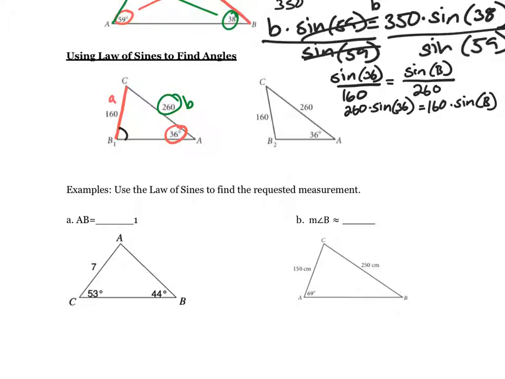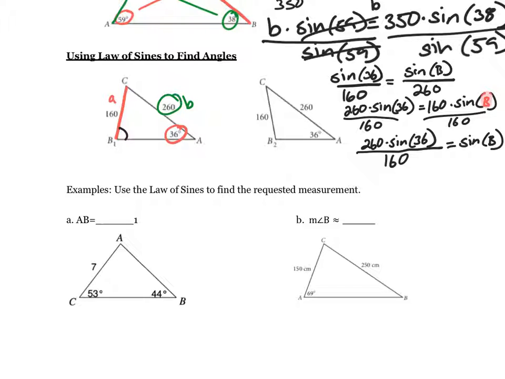Okay, at this point you should have this equation here. Now we need to solve. We're trying to get everything away from b over here. So for starters, I know I'm going to divide by 160 because I have 160 times sine b. So let's divide by 160, which gives me 260 sine 36 over 160 equals sine b.